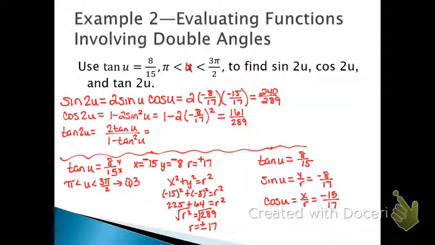And then for tangent of 2u, you got what? 2 times tangent of u was what? Over 1 minus tangent squared of u, so 1 minus 8 over 15 squared. So work that out. All right, so we get 240 over 161. So there are my 3 answers that they asked for.